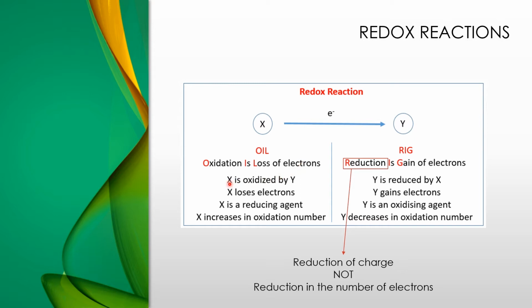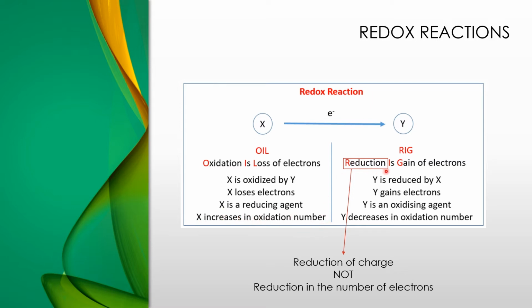So in this example that we've got here, X is oxidized by Y, which means that X is losing electrons. It's giving it away to Y. Another way of saying that something is oxidizing is by calling it a reducing agent. So if X is a reducing agent, what that means is it's capable of causing reduction in another substance. And X increases in oxidation number. Now we'll talk about oxidation number in the next slide.